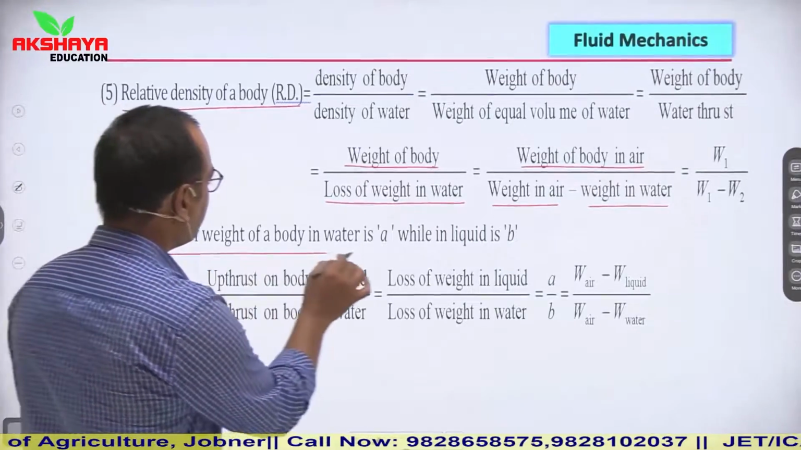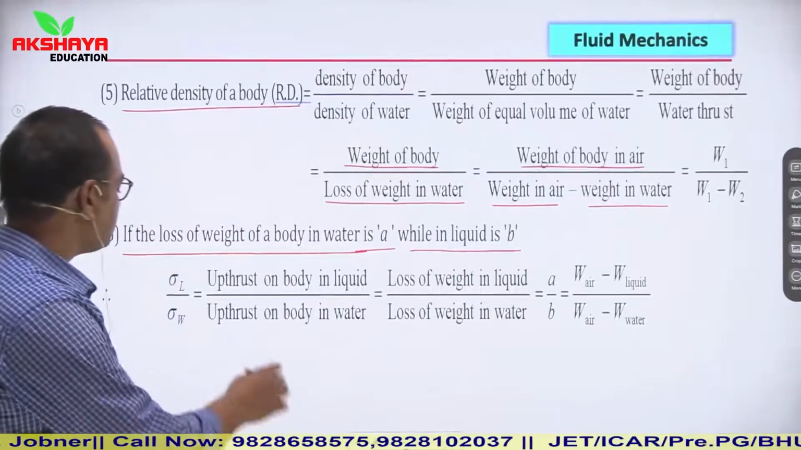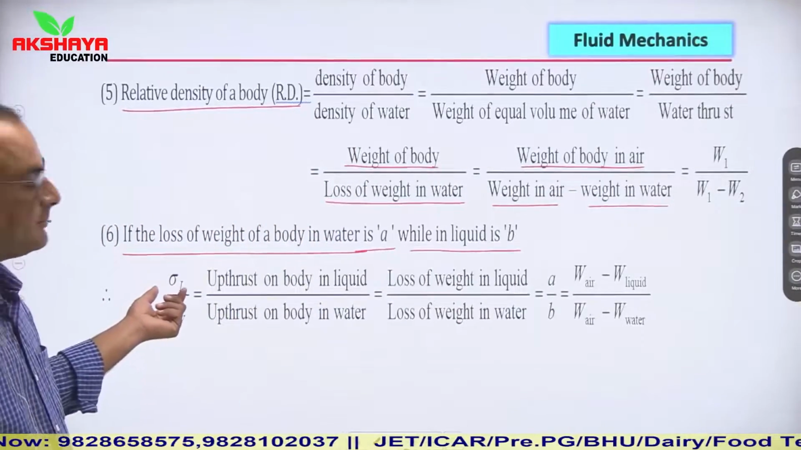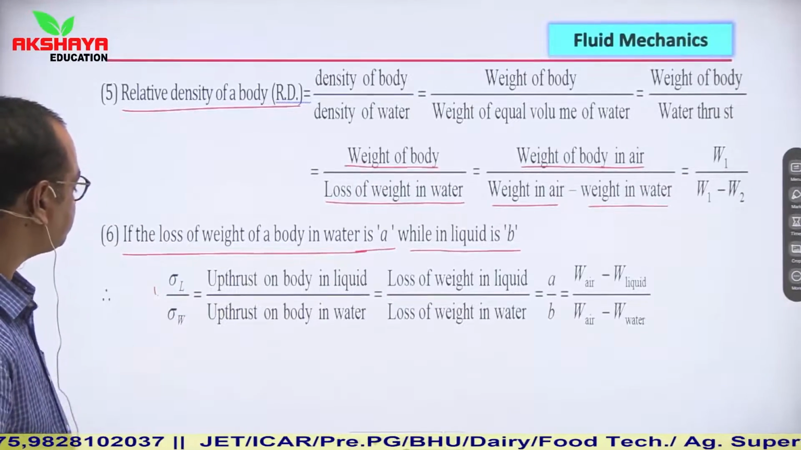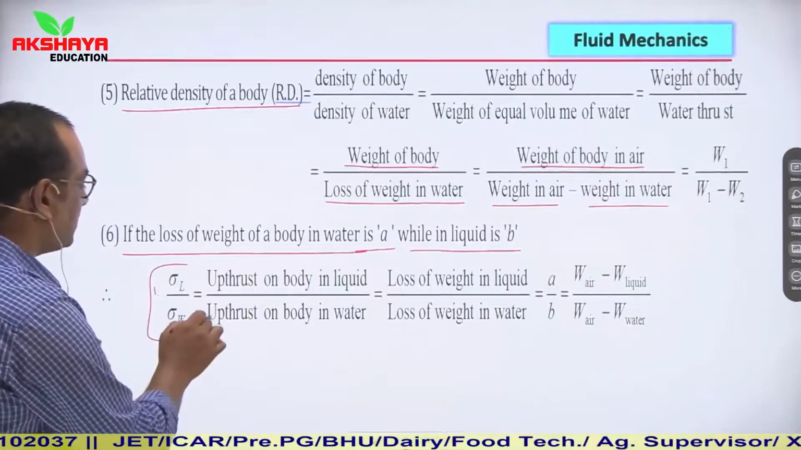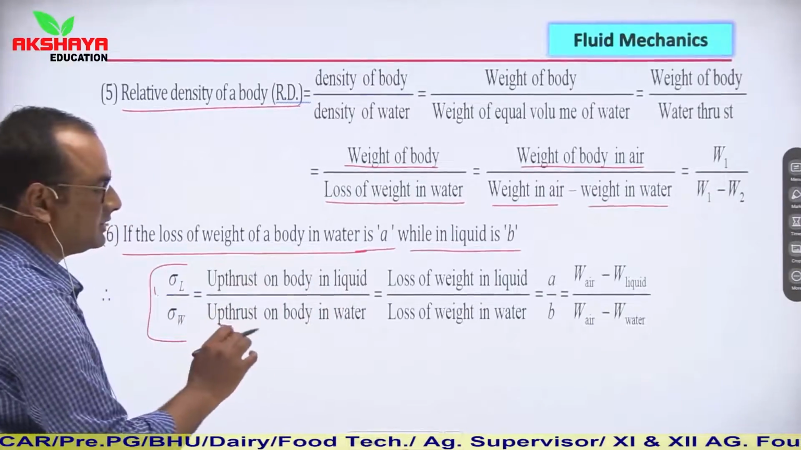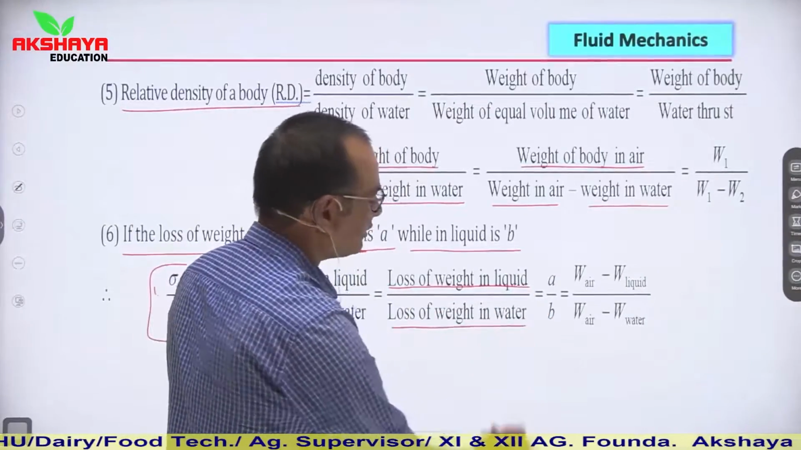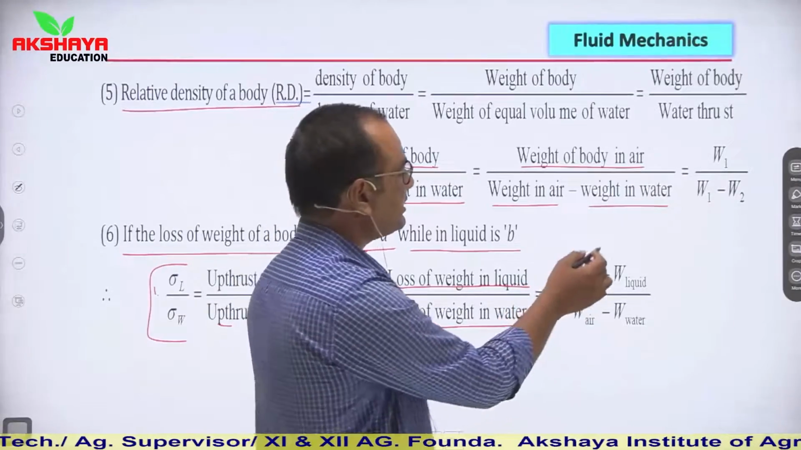If the loss of weight of a body in water is A while in liquid is B, then we can simply say sigma L upon sigma W. So sigma L is the density of the liquid and sigma W is the upthrust. So the upthrust on a body in liquid and the upthrust on a body in water is equal to the loss of weight in liquid with respect to the loss of weight in water, meaning A upon B. So it can simply be found by using this relation.